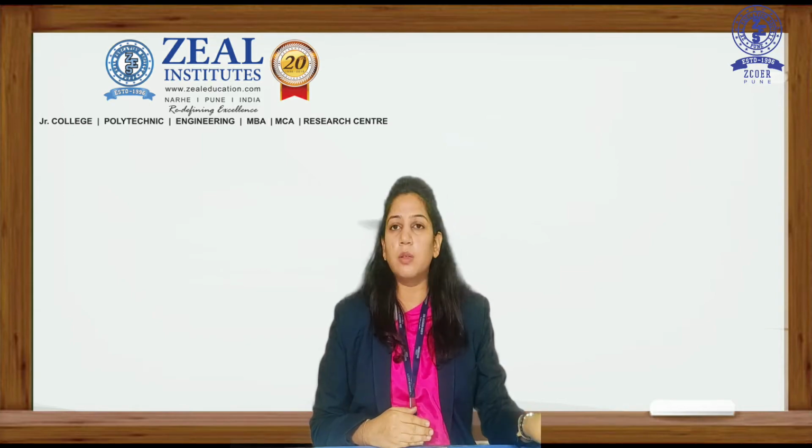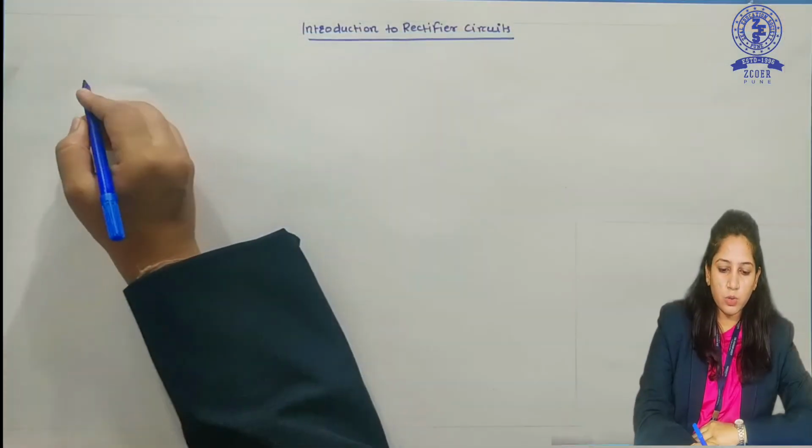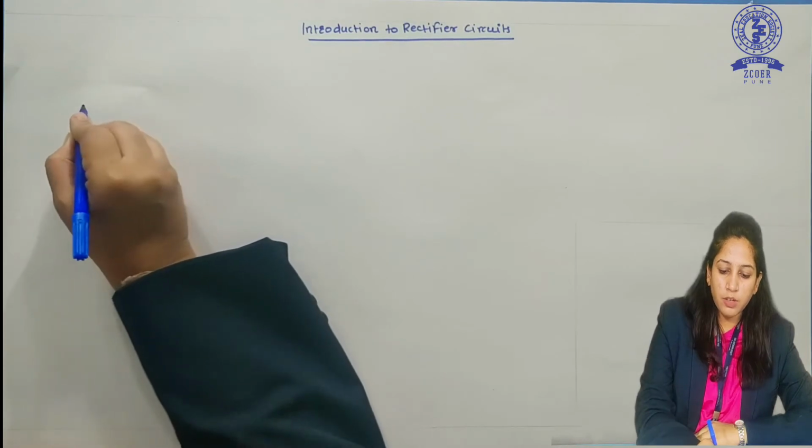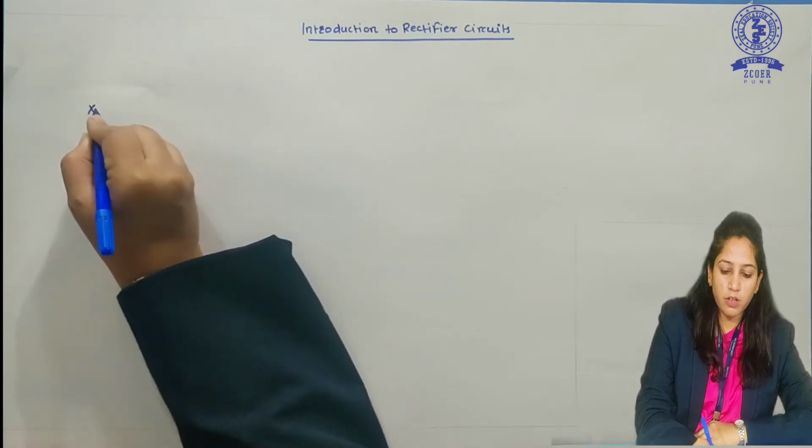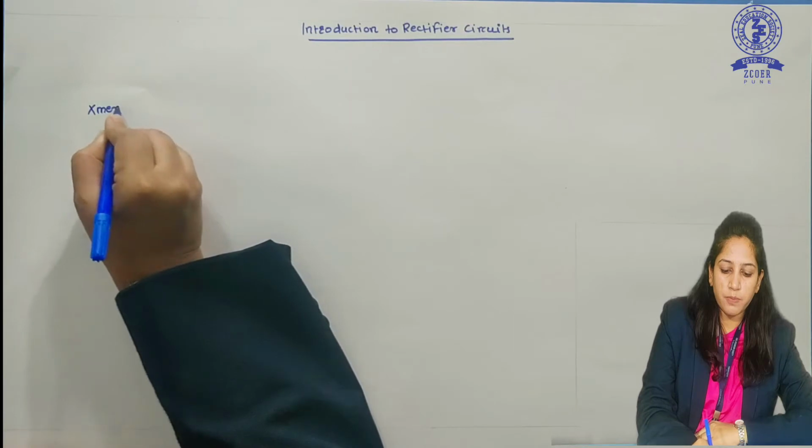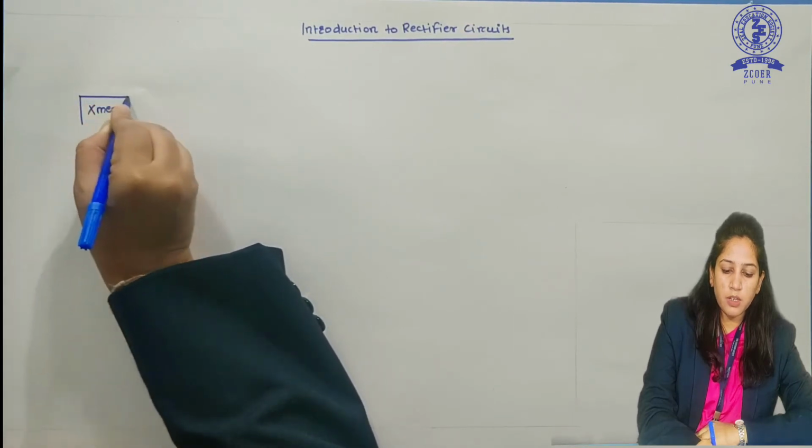In today's lecture, we will see rectifiers. So basically, what are rectifiers and why are they used? We will see the block diagram one by one. First of all, in rectifier circuits, we need a transformer. So the very first block is a transformer.